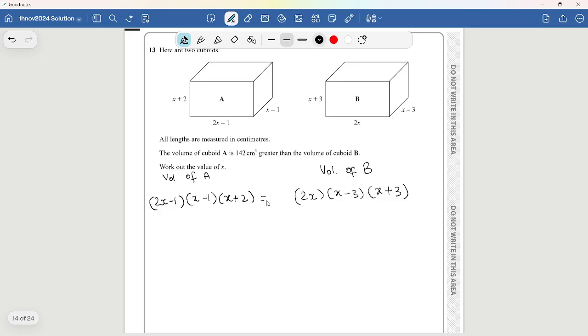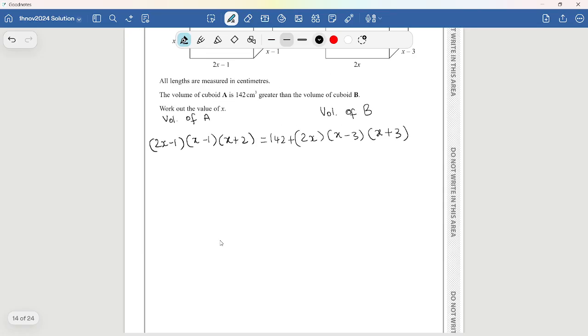Now there is this connection that A's volume is 142 more than B's volume. So that means this volume is 142 more than this volume. Or if I add 142 to the volume of B, that will be equivalent to the volume of A, because the volume of A is larger than the volume of B. So now I have made a proper equation here, which is in terms of x, and there are a lot of expressions involved here. So we need to first expand these parentheses, simplify them, and see how we can get the value of x here.